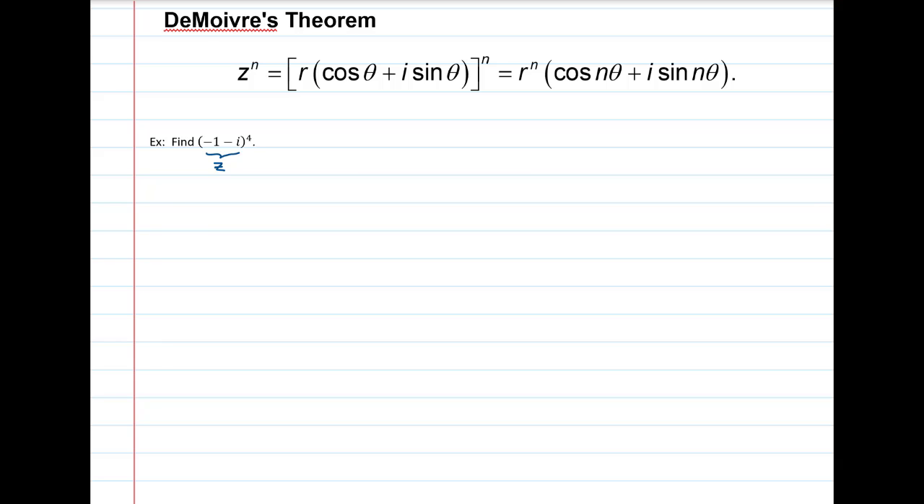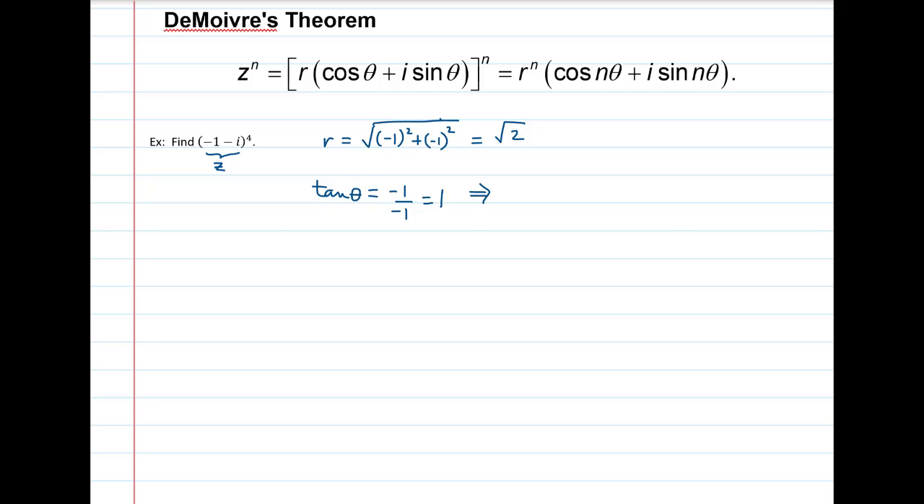We have: find negative 1 minus I raised to the 4th power. So negative 1 minus I is our complex number, and the first thing we have to do is write this complex number in trigonometric form. To be able to use the theorem, we have to have it in trigonometric form. To do that, we first find the modulus and the argument. We've already done some practice with this before. Let's find the modulus of negative 1 minus I. That's r equal to square root of negative 1 squared plus negative 1 squared, which is equal to square root of 2.